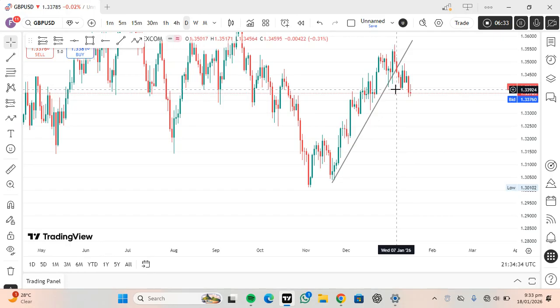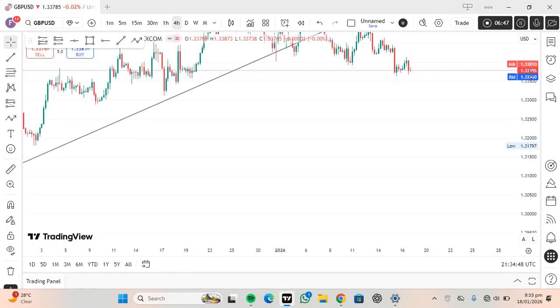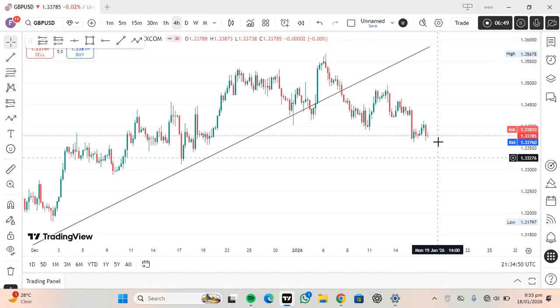As I said, top down analysis is moving from the highest time frame to the lowest time frame. So we are currently on the daily chart, and the daily chart is giving very bearish signals. So now let's move to the 4 hour. This is where everything gets interesting. So here is the 4 hour chart.